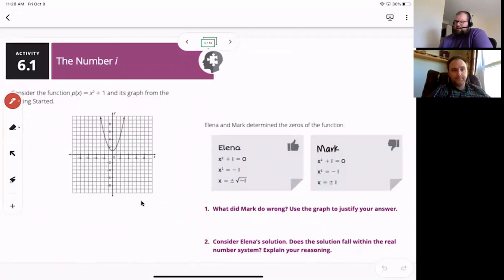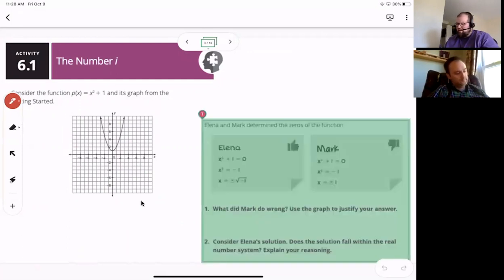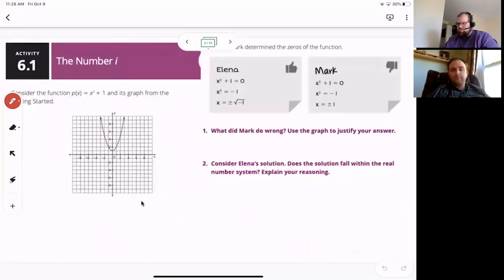So the big thing that goes on here is graphically, we don't have a zero that we can see. But we can still algebraically try to figure out what's going on. And Elena and Mark here are trying to do that for us. So we have both of them setting up their expressions. So x squared plus 1 is equal to 0 in both cases. In both cases, looks like they minused 1 from both sides. And then we're told that Mark's is not correct and that Elena's is correct for a last step.